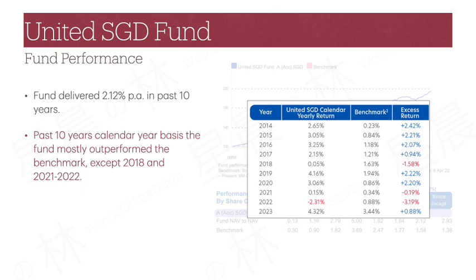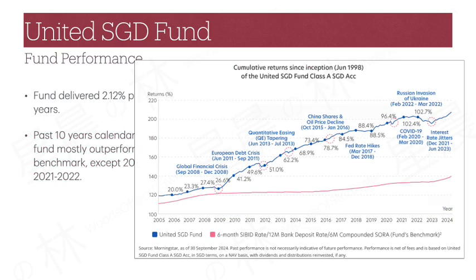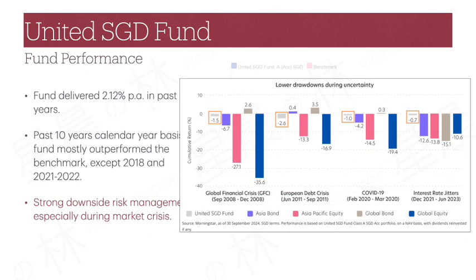The fund highlight webpage provided additional details, with the past 10 years calendar year performance showing the fund has mostly outperformed the benchmark except for 2018, 2021, and 2022. There is also a very useful chart that overlaps the cumulative line chart with key market events, so that investors have a better understanding of how market events impacted the fund. Also included in the webpage is the fund's drawdown during various recent market crises compared to key asset classes. That also shows the fund's ability to minimize downside risk.